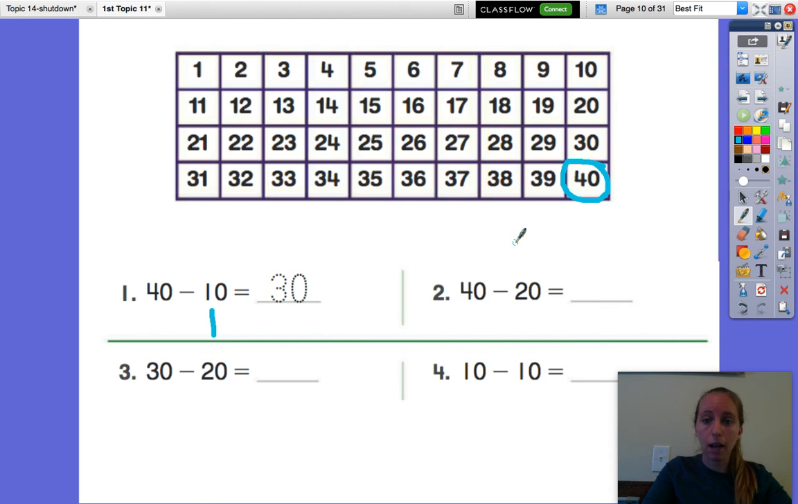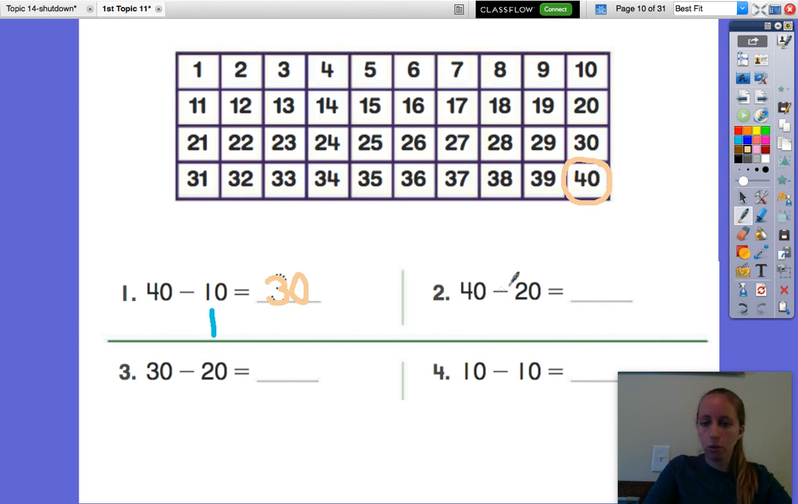So I know when I'm subtracting 10, I'm jumping up on our hundreds chart. So starting at 40, and I'm going to jump up on our 100 chart. What did I land on? I landed on 30, which they told us is the answer, but we just proved it right. So we know that that's the correct answer using our hundreds chart. Let's try another one. Number 2 says 40 minus 20. I'm going to start at 40 again.